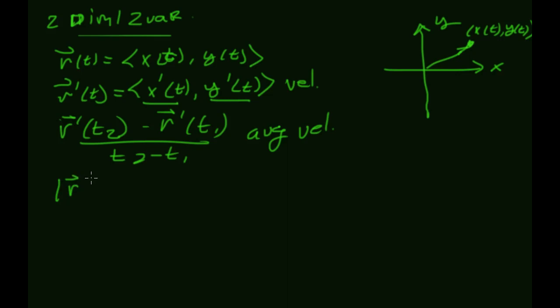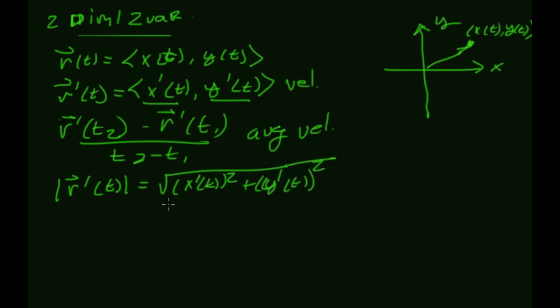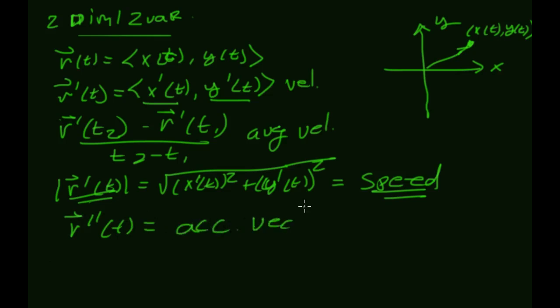If I take the magnitude of r prime of t, this is going to be the square root of x prime of t squared plus y prime of t squared, right? So this is the magnitude of the derivative vector. That is the speed of the particle. It doesn't matter what direction the particle is going in, I have its instantaneous rate of change in any direction. And finally, if I take the second derivative of r with respect to t, that is the acceleration vector.